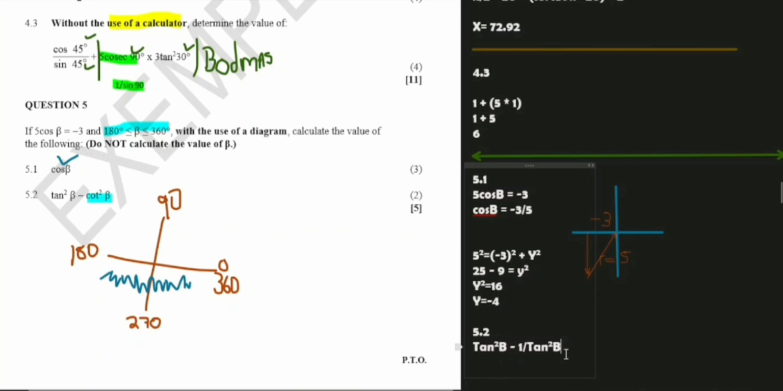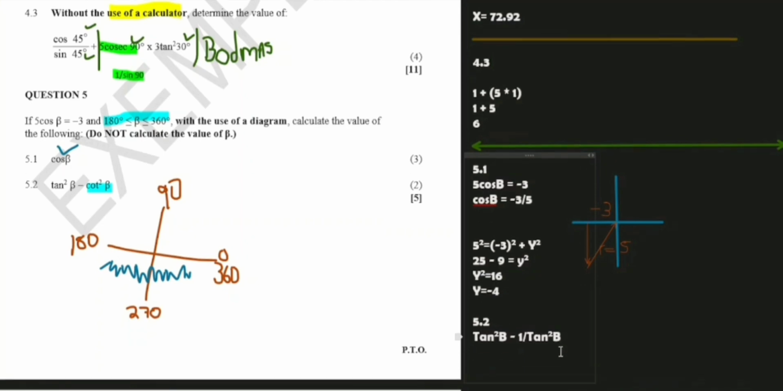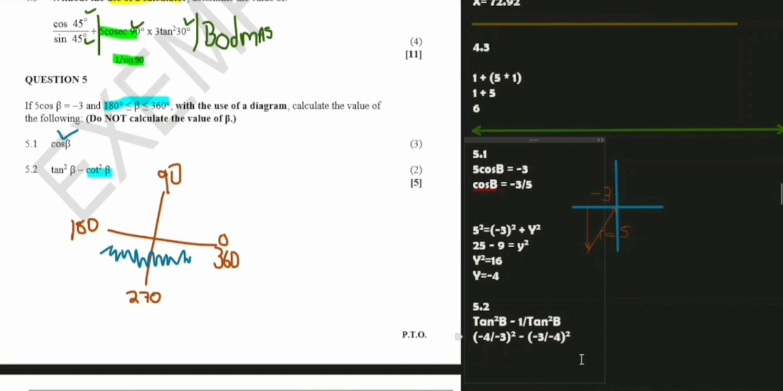Tan is y over x. So we found our y value, which is negative 4. So it's going to be negative 4 over negative 3, square both of them. And then if you type this into your calculator, you're going to end up with 175 over 144.